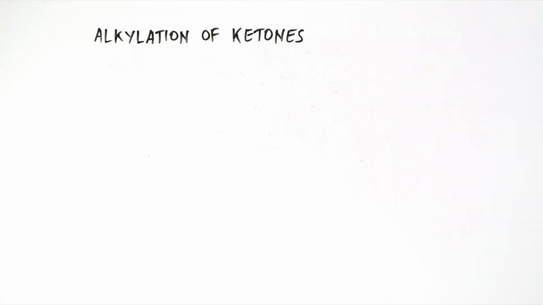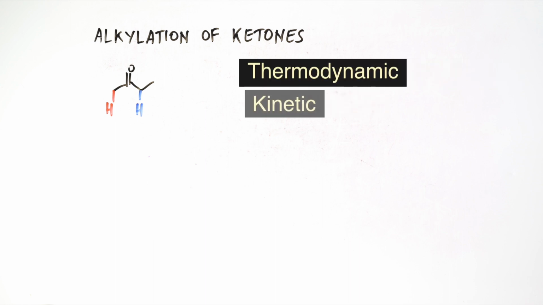The alkylation of ketones can be performed using strong bases like the one used with esters. However, the problem with ketones is that there are two possible deprotonation spots. This enolate formation can be controlled thermodynamically or kinetically.